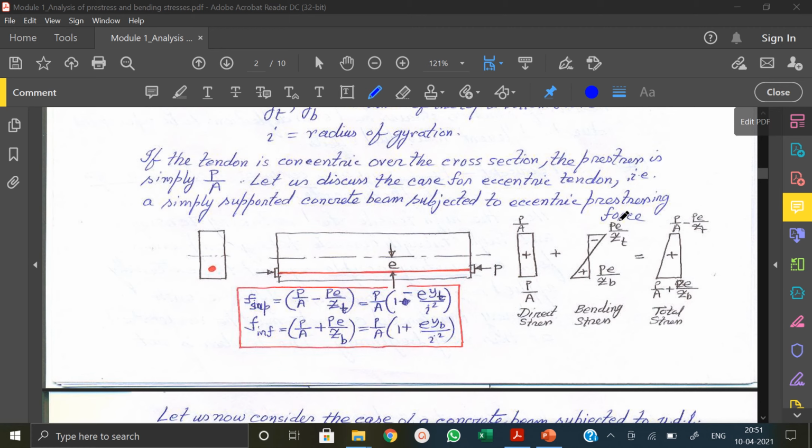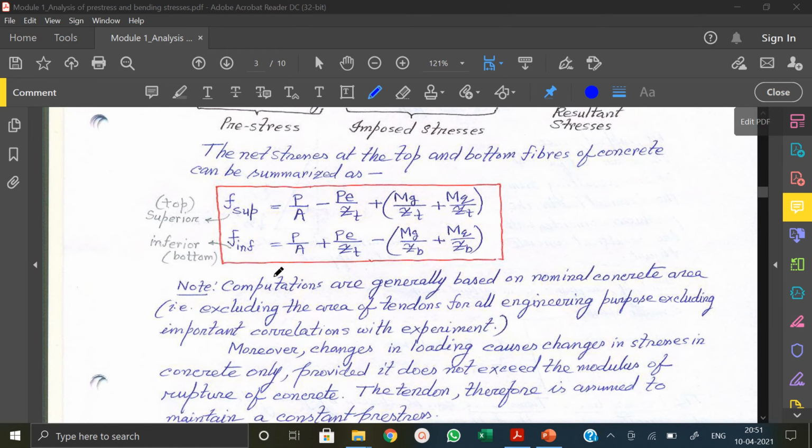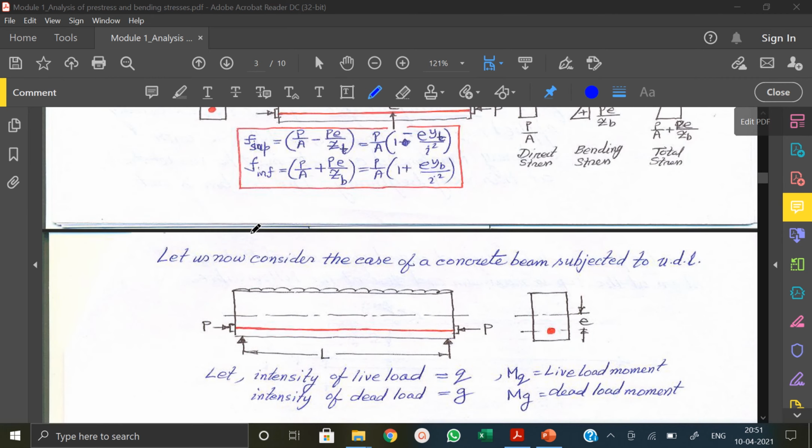So here we are representing by section modulus P into E by ZT and ZB, that is section modulus at the top and section modulus at the bottom. The total stress you will get like this, and it will be a compressive stress throughout. So that is we can see here F SUP and F INF. That is another representation, that is F top superior and bottom inferior, that is the extreme bottom inferior force and top superior force. That's it.